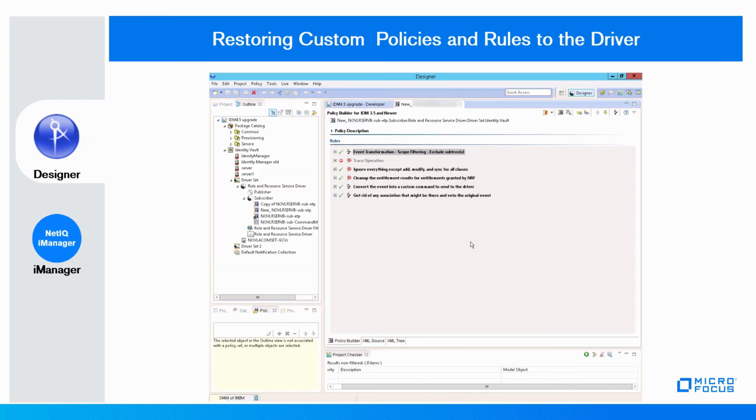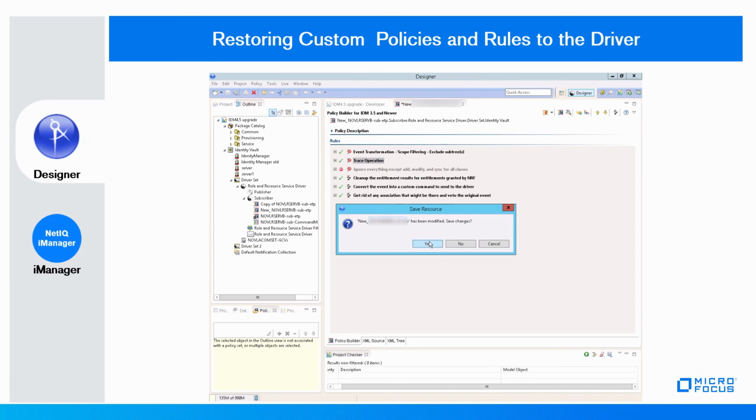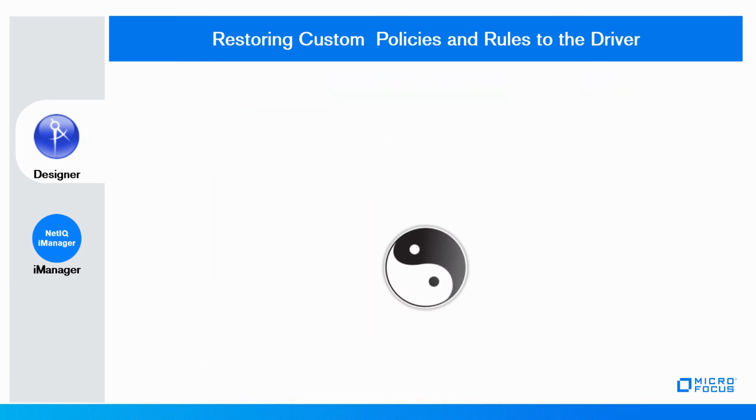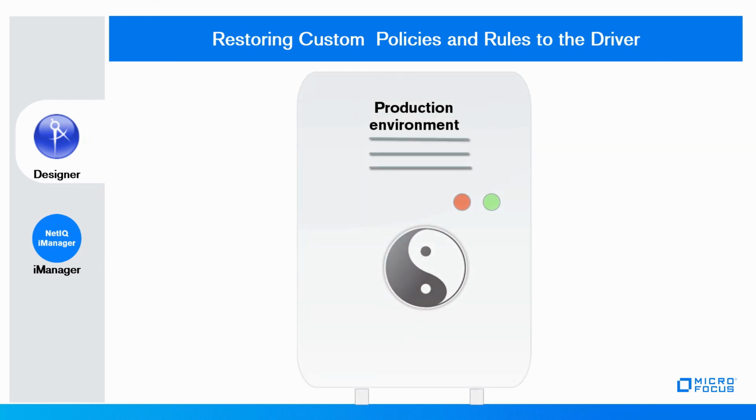In policy, verify that the information is correct in the copied policy. Repeat these steps for each customized policy which you need to restore to the driver. Start and test the driver. After verifying this, you can move the driver to your production environment.